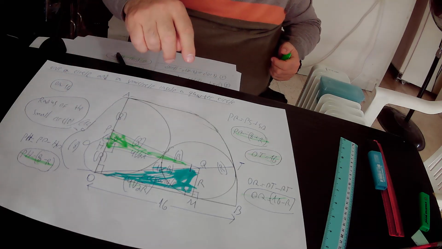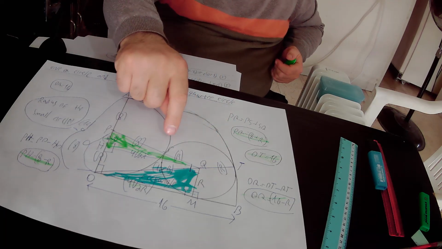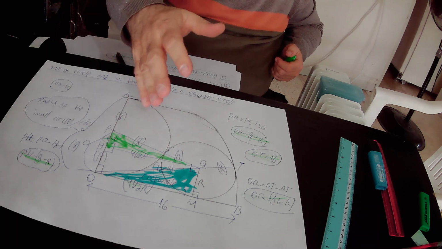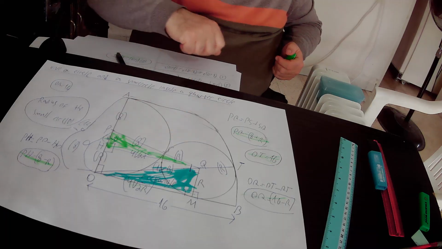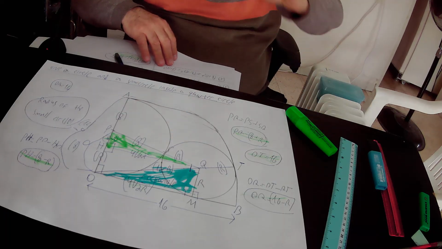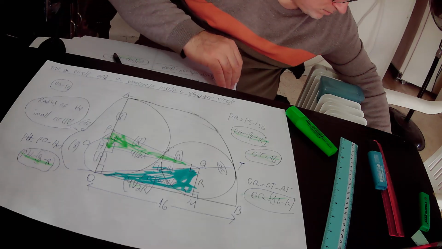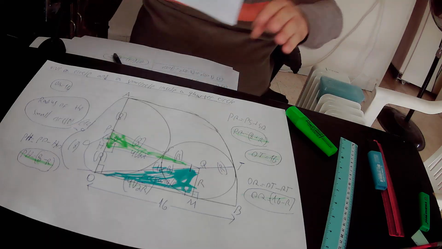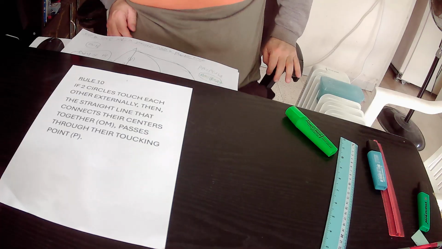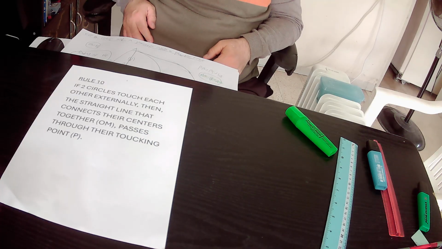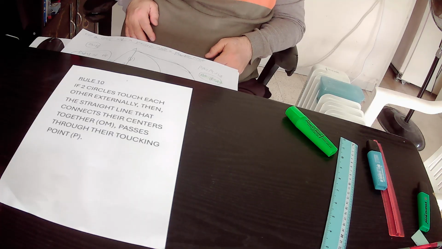From the drawing, it is very easy to see that this small circle touches the semicircle externally at point S. So the semicircle and the small circle have an external notch between them at point S. And whenever you have two circles with an external notch between them, you can implement rule 10. I'll repeat quickly rule 10: if two circles touch each other externally, then the straight line that connects their centers together passes through their touching point.